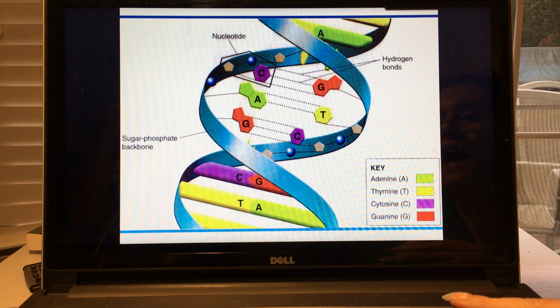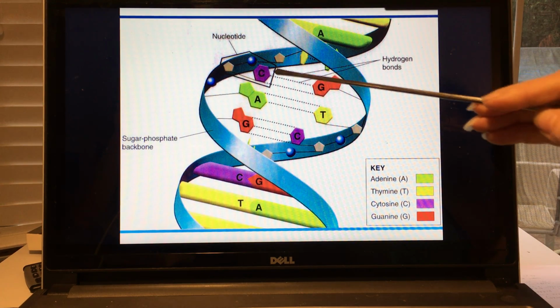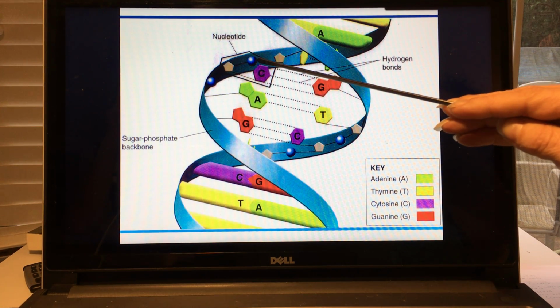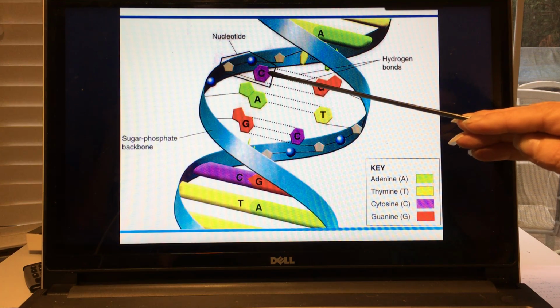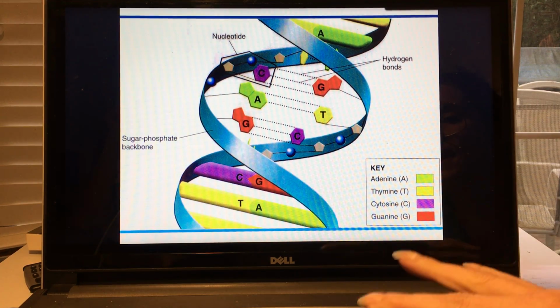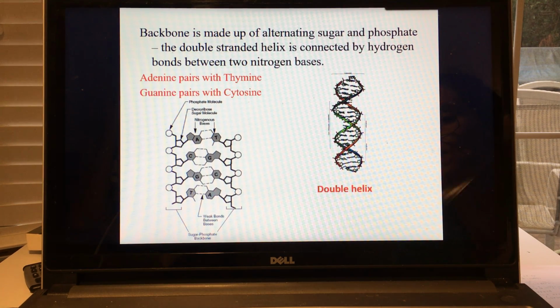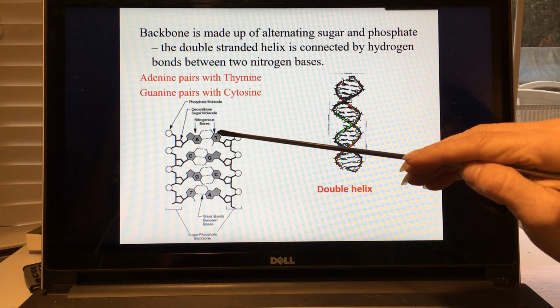So this is just another diagram showing you the complementary nature of DNA, and it's also showing you what one nucleotide would be. One nucleotide is one sugar, one phosphate, and one nitrogen base. So if you want to look at a molecule and count how many nucleotides it would be, you just count the bases.